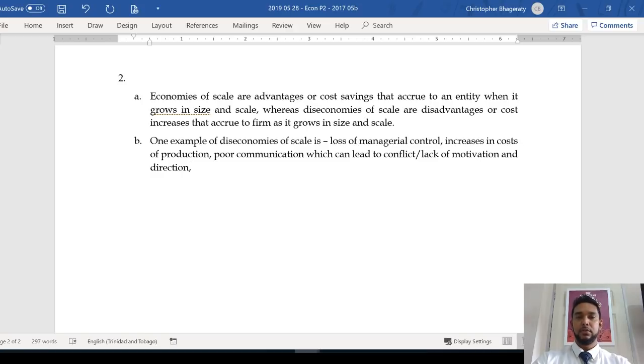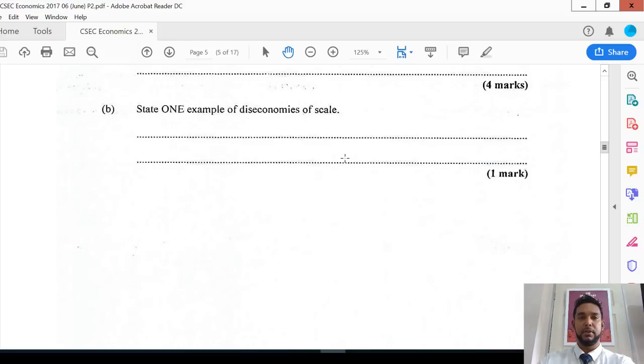All right, so we have 1, 2, 3. Anybody come with one more? Any other diseconomies? No? All right. Okay, let's leave that one as it is for now. All right, so what we'll do, economies of scale. Okay, cool. Let's just take a quick look at the other part of the question.